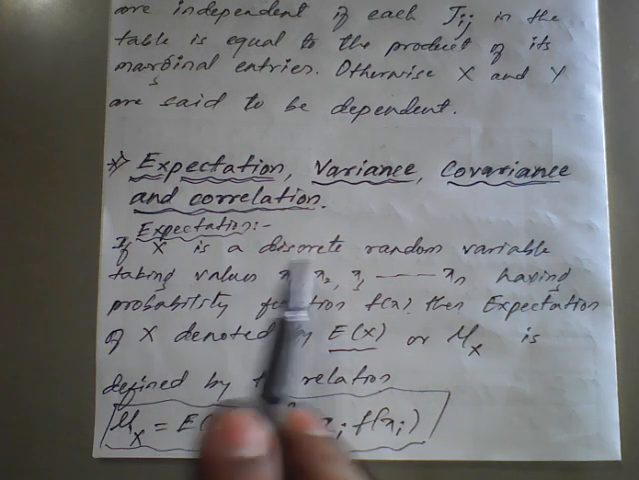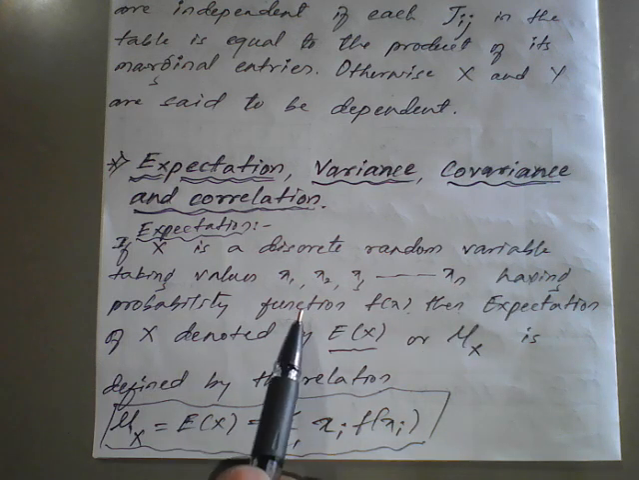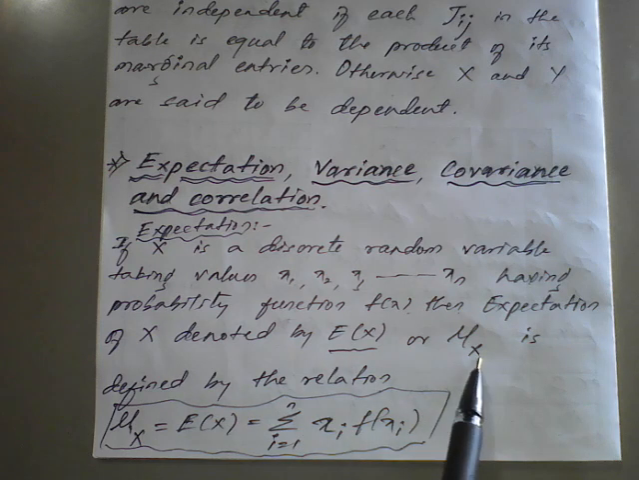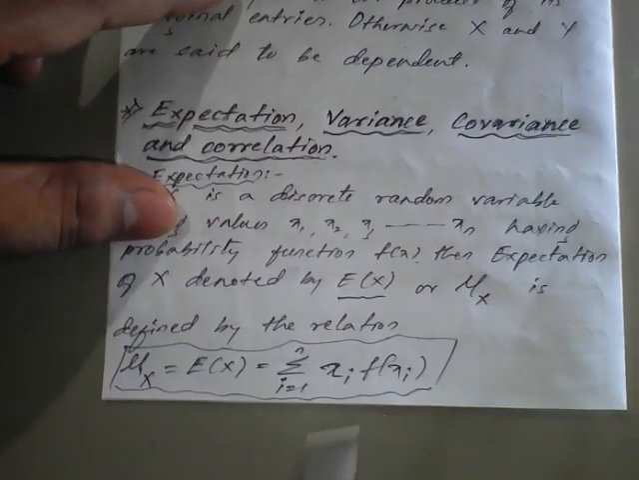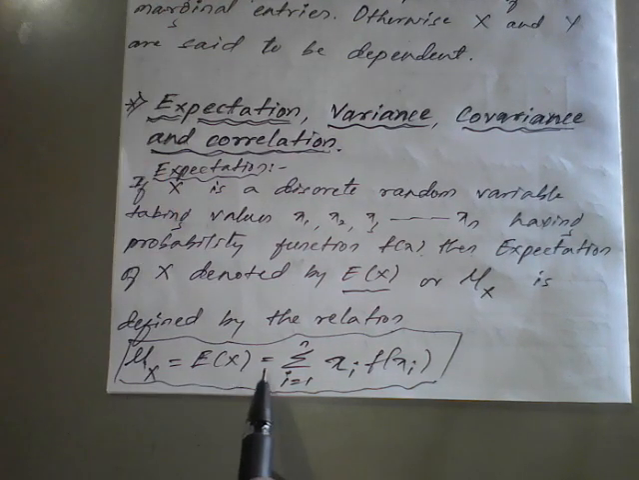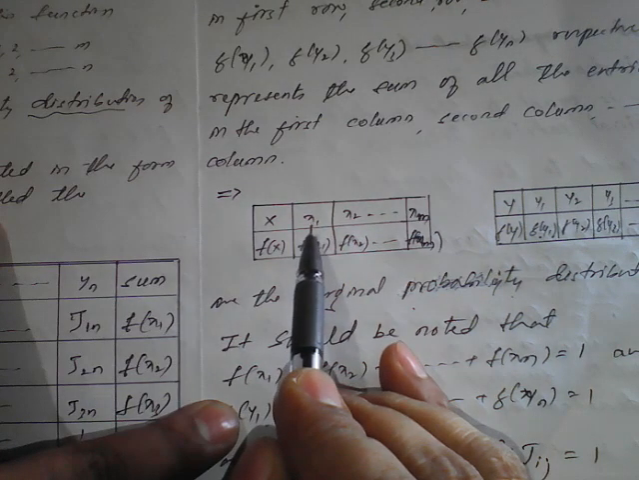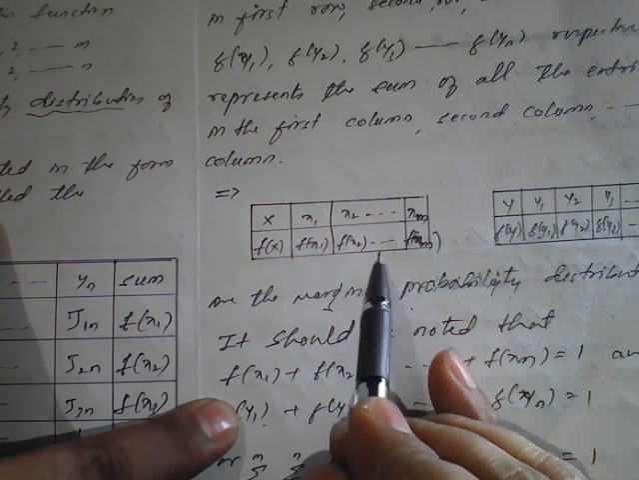So if x is a discrete random variable taking values x1, x2, x3 and so on, xn, having probability function f of x, then the expectation of x is denoted by e of x or mu of x. This mu stands for the mean of the given data, and is denoted by mu of x equal to expectation of x, which is given by the summation of i from 1 to n of xi into f of xi. From the marginal table we need to take the summation of x1 f of x1 plus x2 f of x2 plus x3 f of x3 and so on.